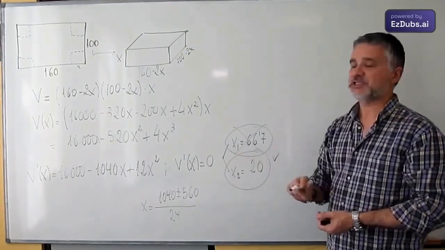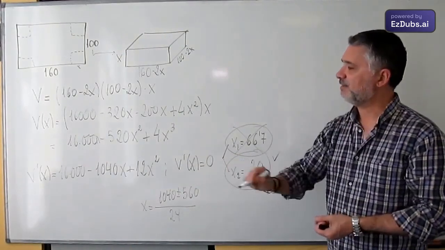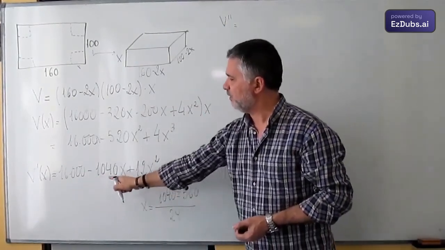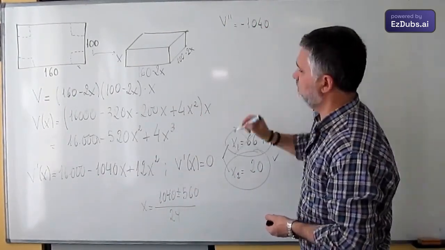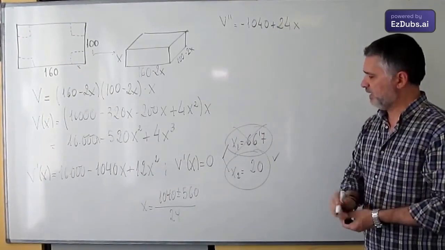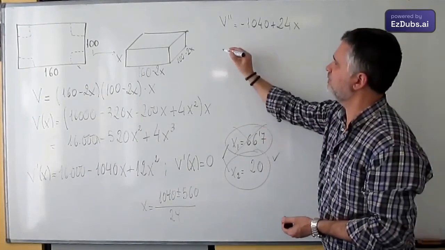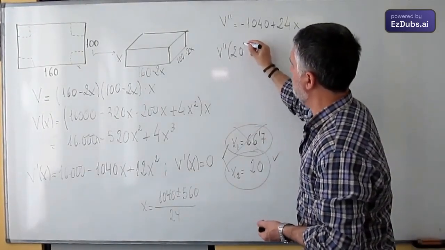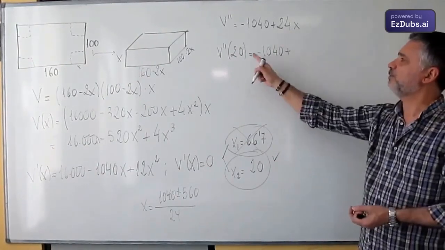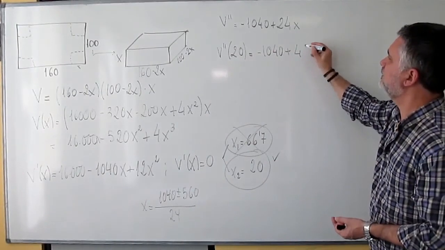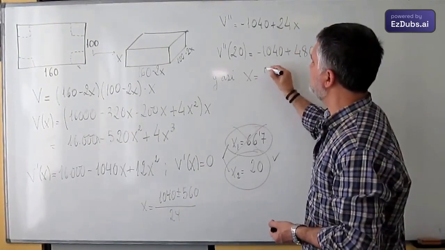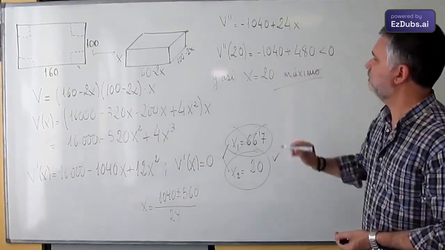Let's see by calculating the second derivative. If this value makes the second derivative negative, it is a maximum. The second derivative, V'', would be to differentiate this. It would be equal to minus 1040 plus 24, 2 times 12, times x. And now we have to evaluate the second derivative at this point. The second derivative at the point x equal to 20 would be equal to minus 1040 plus 24 times 20, which would be 480. It is clear that this expression is negative, and therefore the point x equal to 20 makes the volume they asked us for maximum.